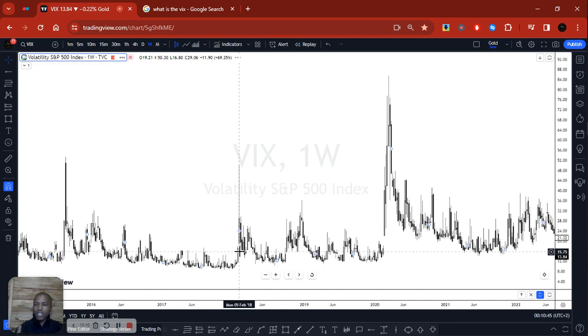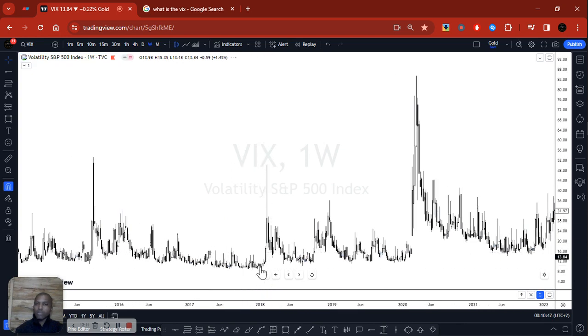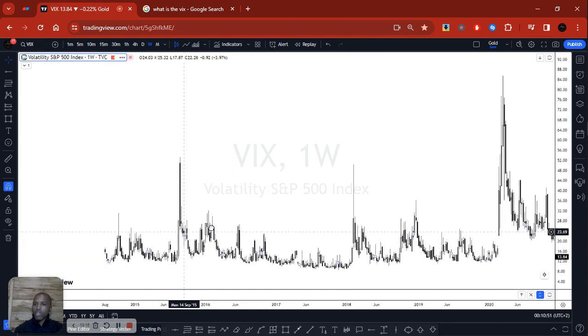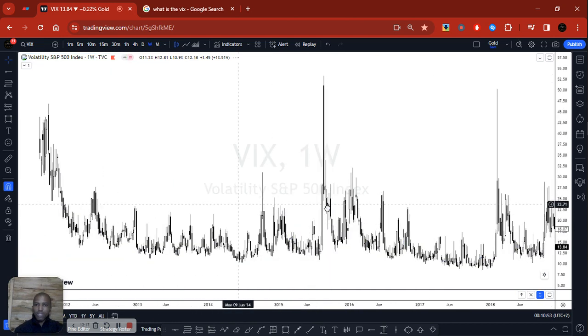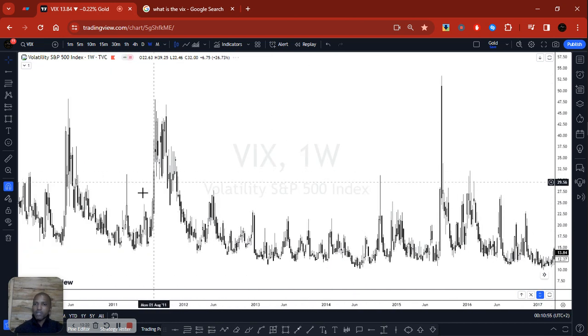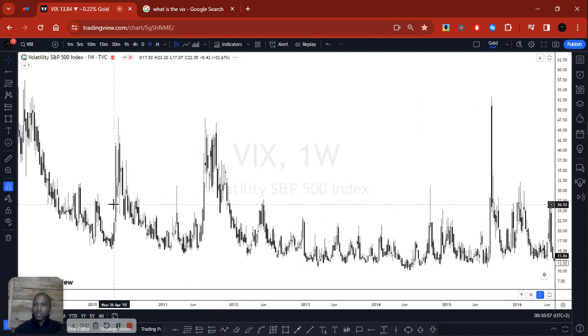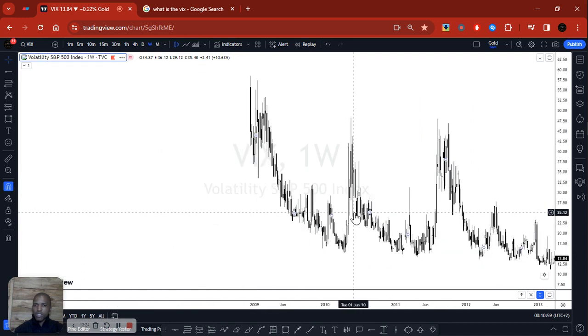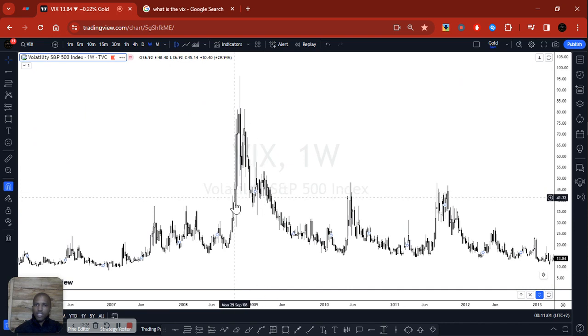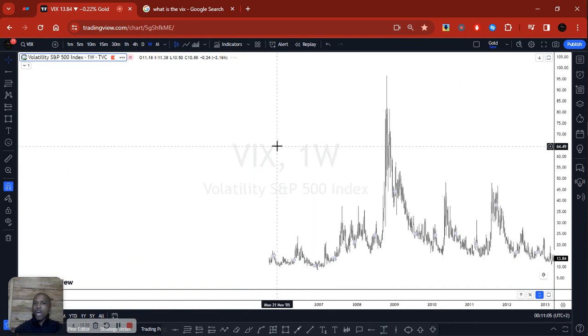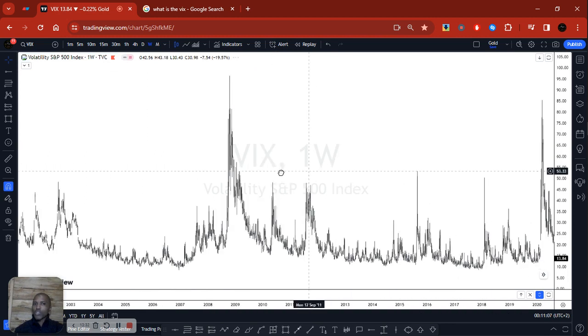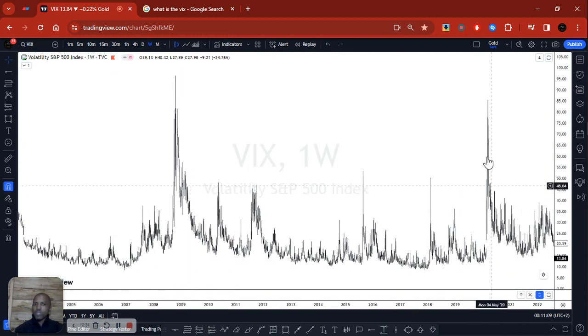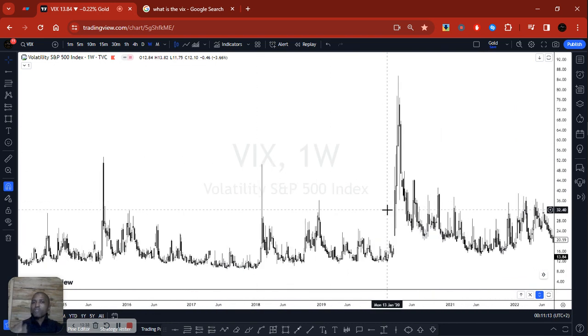In 2018 we also had, I can't remember what it was exactly, but we saw volatility spike higher. Another recession that we had was around 2007, 2008. It was the Great Depression. Here it was. So 2007, 2008, you can see how high it spikes during recessionary times. That is when volatility is high.